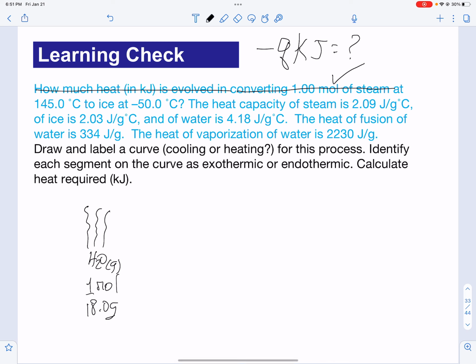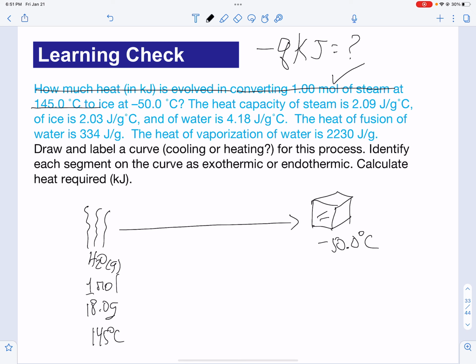1 mole of steam at 145 degrees Celsius. So this is really hot. It's way past the boiling point. So you evaporate it, made it into gas, and you continue warming it up all the way to 145. So that's already done. And it's going to go from that temperature all the way to become ice. So that's what I call translating the problem into a visualization. And the ice is going to go not just to freezing, it's going to supercool down below freezing.